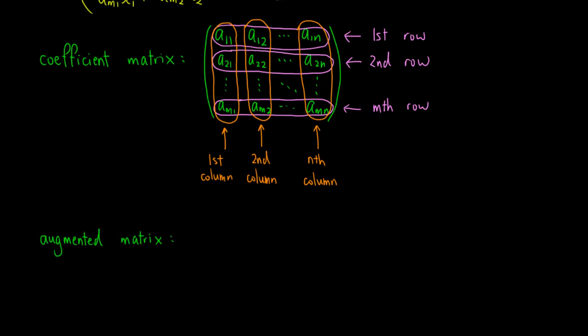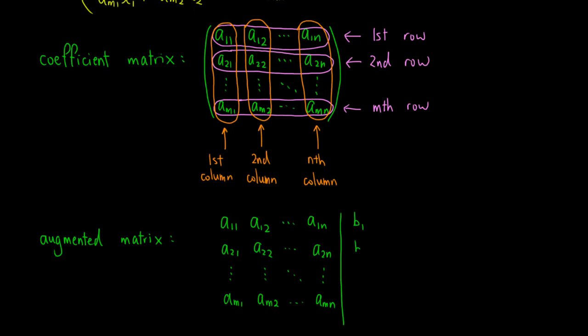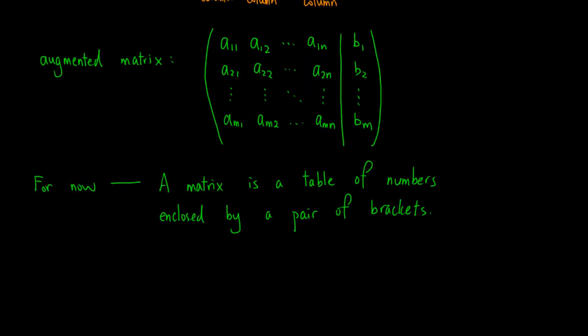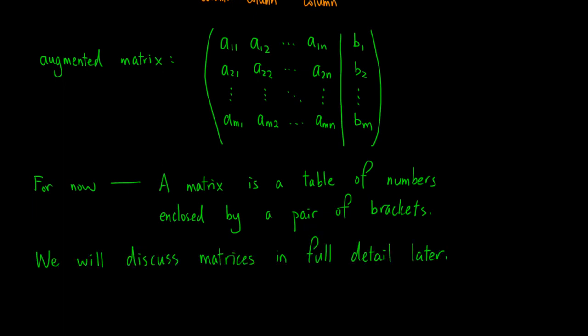We also define what is called the augmented matrix, and it is the coefficient matrix with an extra column which consists of the numbers on the right-hand side of the system. For easy reading, we put a vertical line to separate the coefficient matrix and the last column. For now, we just need to know that a matrix is a table of numbers enclosed by a pair of brackets. We will talk about matrices on their own in full detail later.